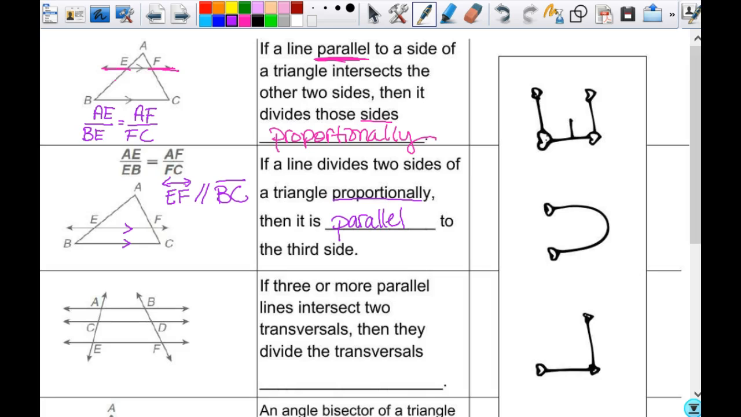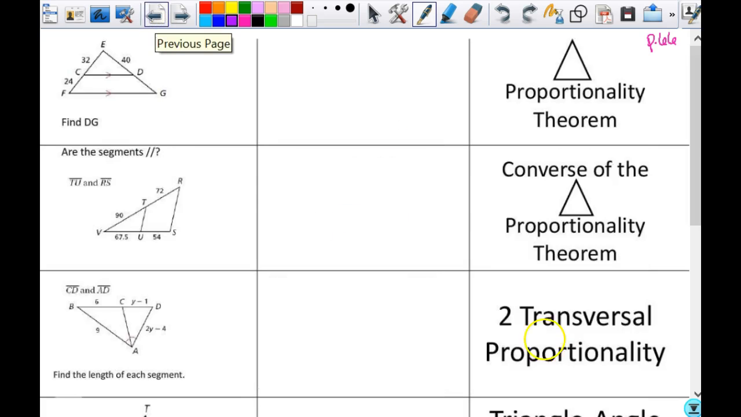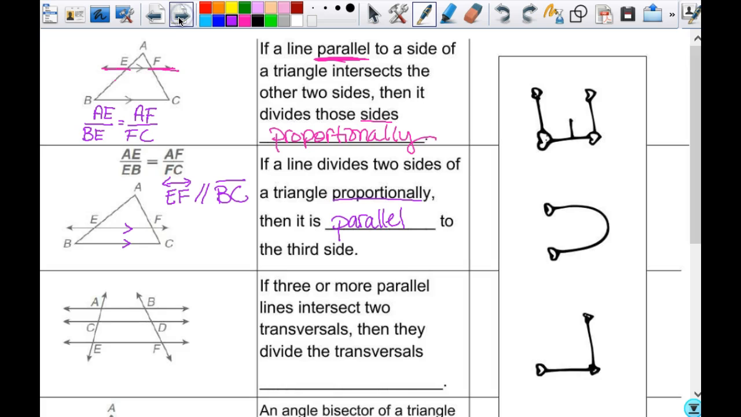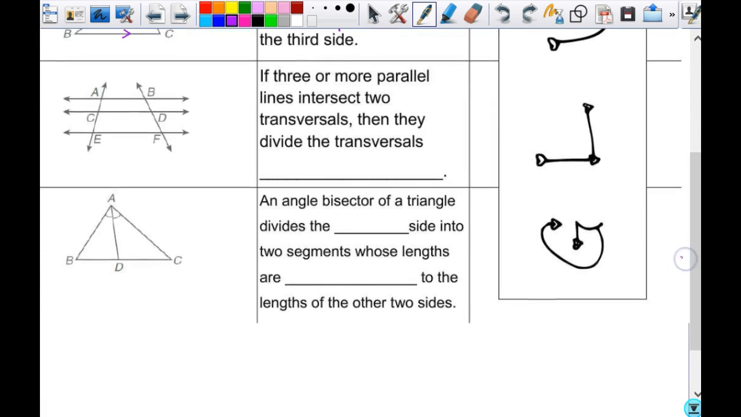So then the next one is the transversal proportionality. This says if three or more parallel lines intersect two transversals, then they divide the transversals blank. All right, so first of all, here's three lines, here's two transversals.